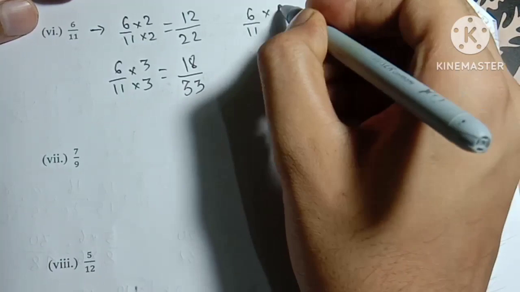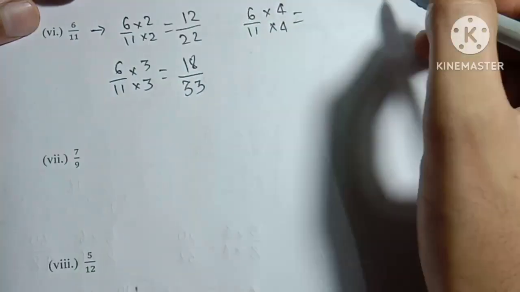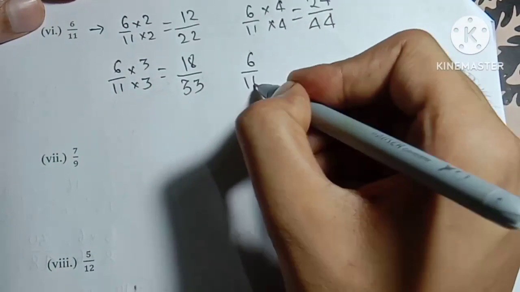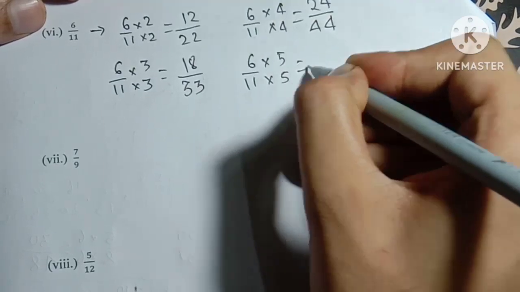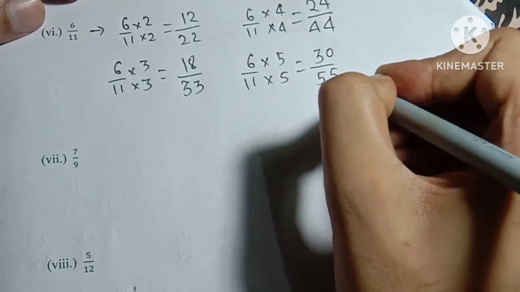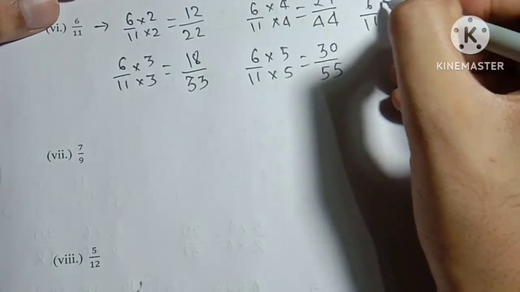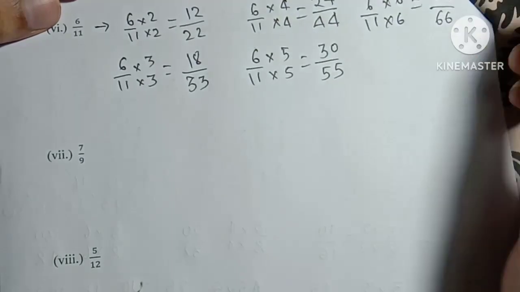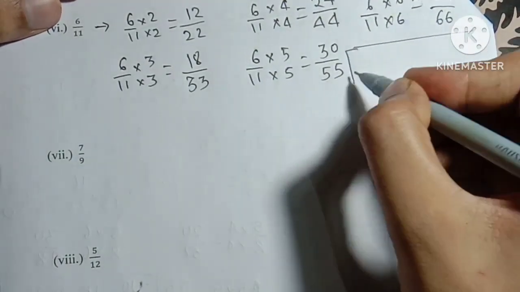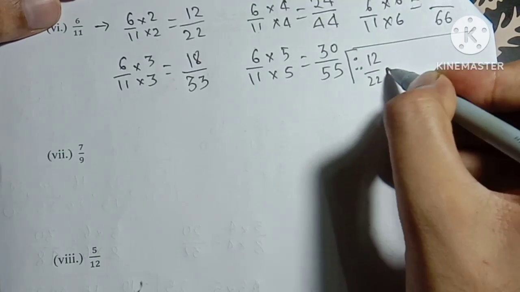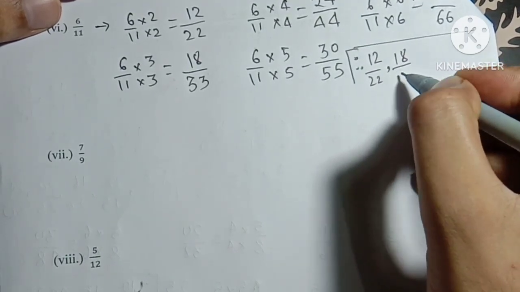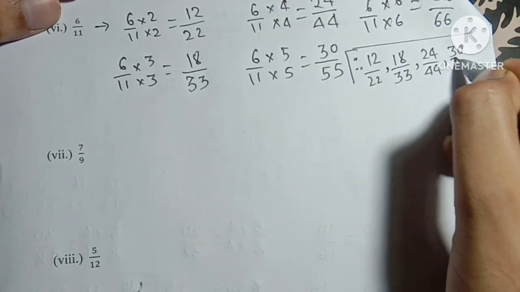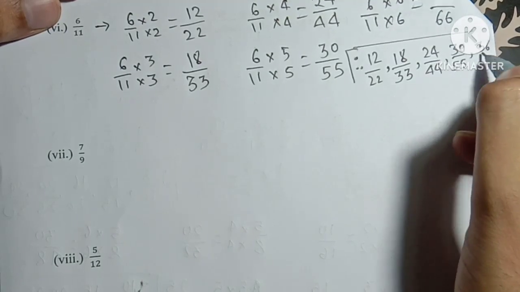Next, 6 by 11 into 4, both in the numerator and denominator, we will get 24 by 44. 6 by 11, we will multiply by 5, we will get 30 by 55, and lastly we will multiply by 6 to get 36 by 66. Here also we will write in the summarized form all the equivalent fractions we just got. First is 12 by 22, second is 18 by 33, third is 24 by 44, fourth is 30 by 55, and the last one is 36 by 66.